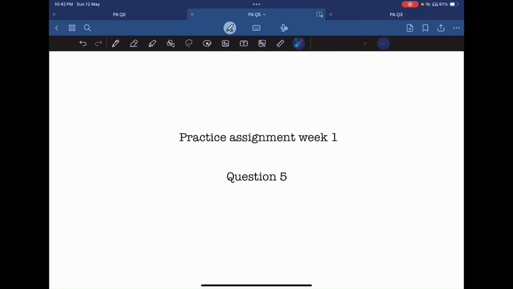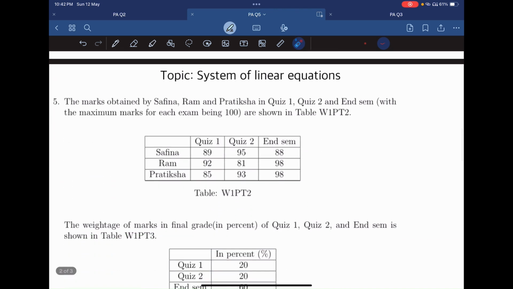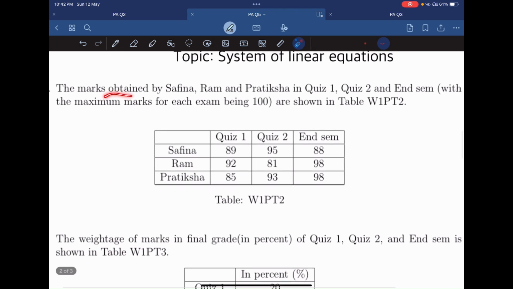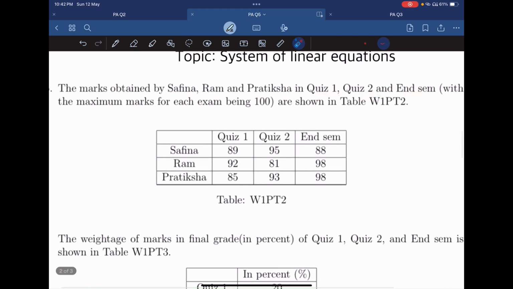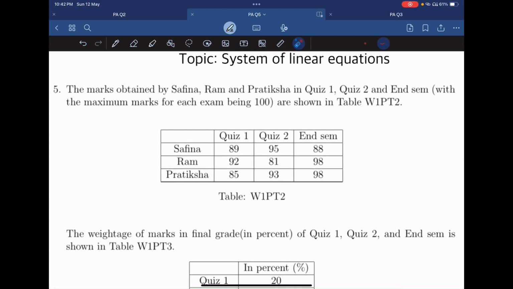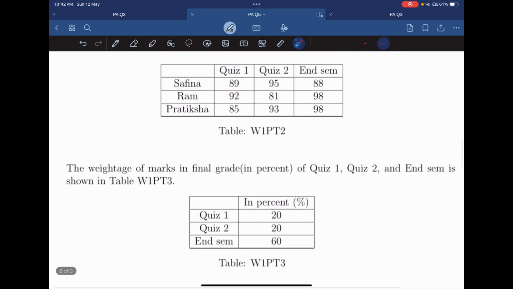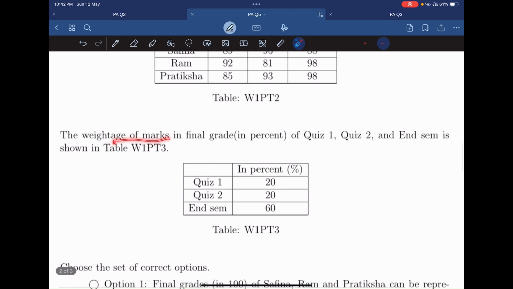So let's now solve question number 5. So question 5 says, the marks obtained by Safina, Ram and Pratiksha in quiz 1, quiz 2 and NSEM with the maximum marks for each exam are shown in the table. So we have given one table which includes the marks of Safina, Ram and Pratiksha. Like for example, Safina marks in quiz 1 is 89%, in quiz 2 it is 95, and in NSEM it is 88%.